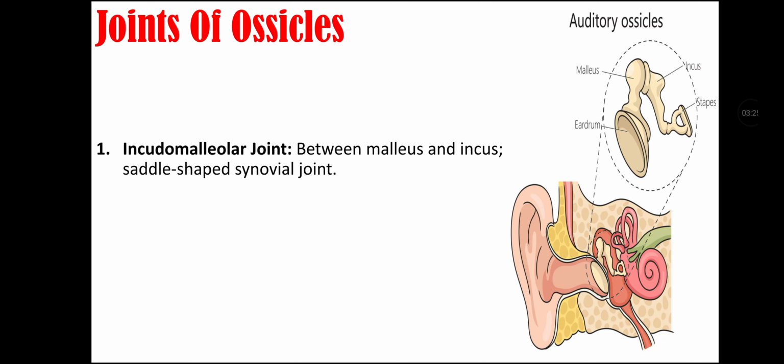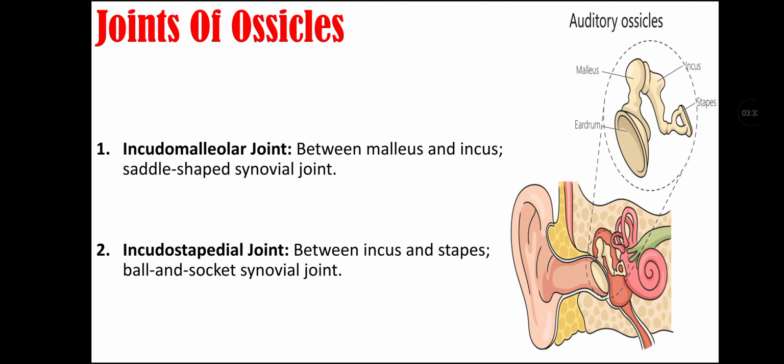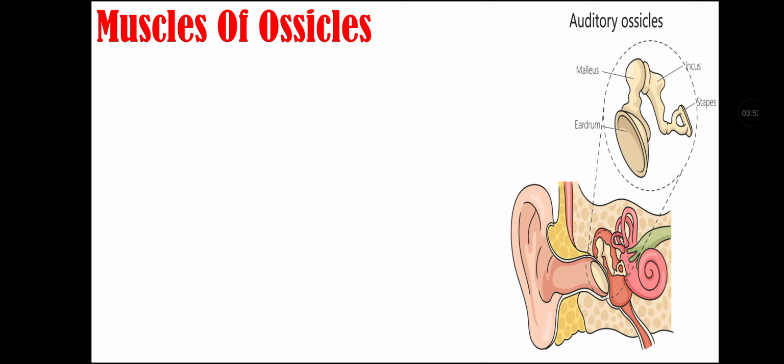Joints of ossicles. Incudomalleolar joint is present between malleus and incus and it is a saddle-shaped synovial joint. Second is the incudostapedial joint that is present between incus and stapes and it is a ball and socket synovial joint. So both of these joints are synovial joints, but with the malleus bone it is a saddle-shaped synovial joint and with the stapes bone it is a ball and socket synovial joint.